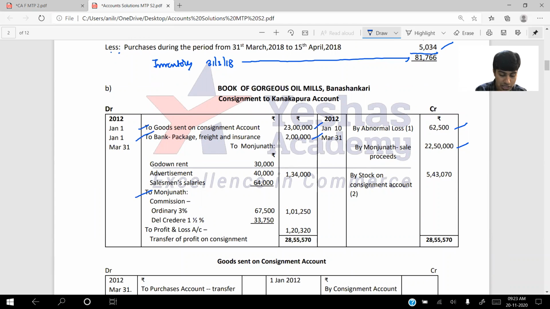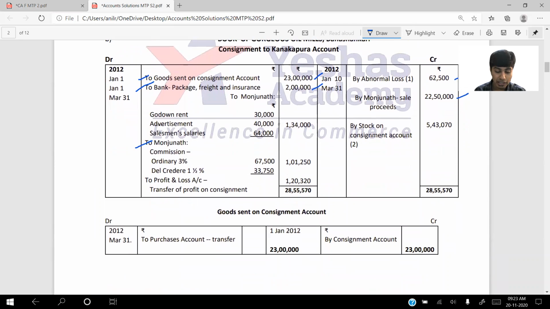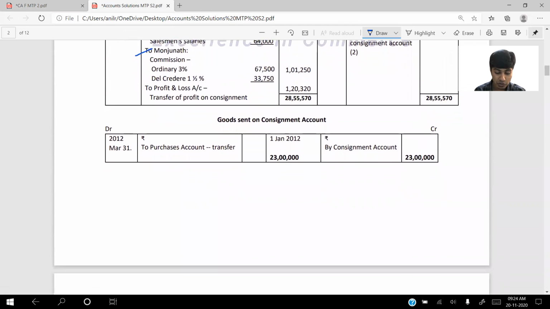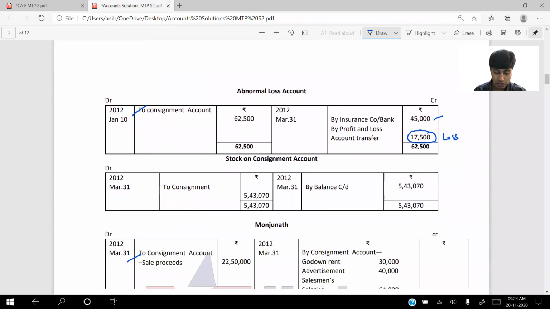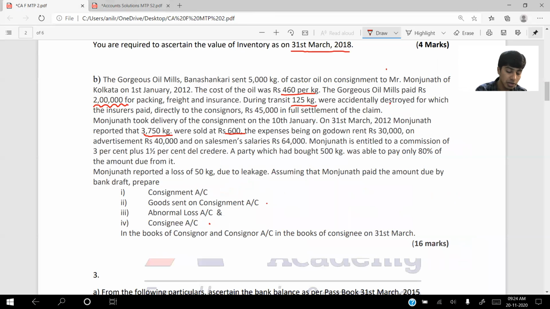Okay, so here I've written to Manjunath. We're done with this. In Manjunath account, I would have to write by consignment 1 lakh 1,250, by consignment commission. These two. Okay, guys, let's go to the next one.